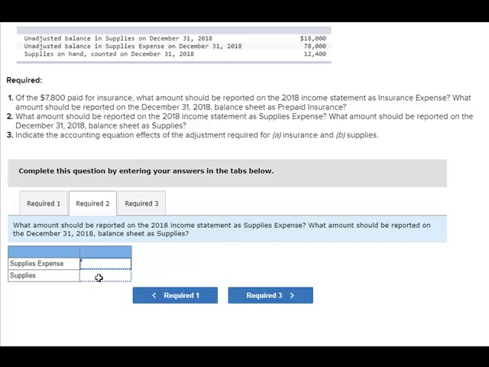And then for the supplies account, the amount that would be reported on the balance sheet at the end of 2018, that's going to be the actual amount of supplies, 12,400. Because when we make the adjusting entry, debiting supplies expense and crediting supplies for 5,600, that's going to bring the supplies account down to the correct amount of 12,400.